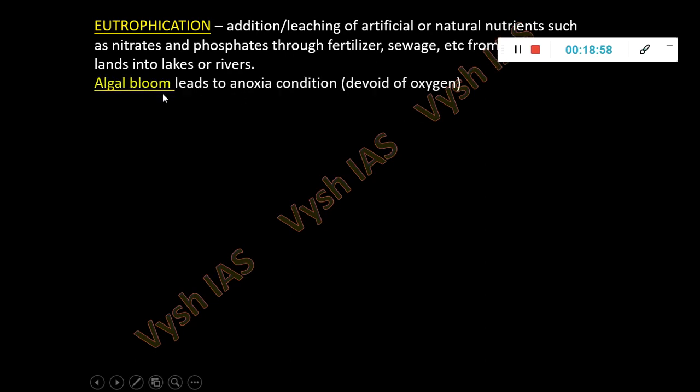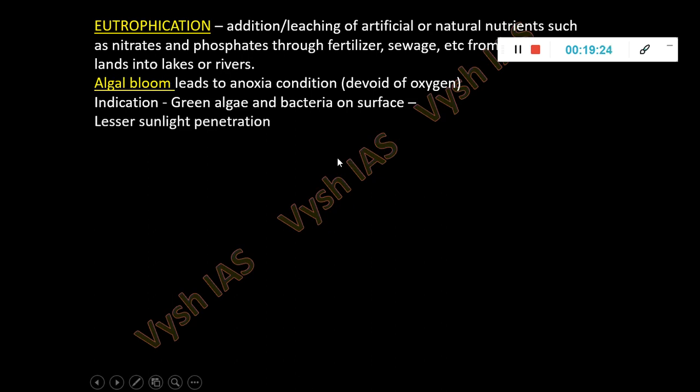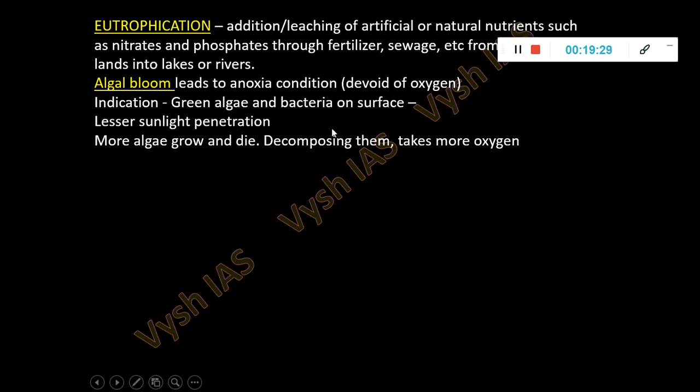Then algal bloom is there, which happens as an effect of eutrophication, and it finally leads to an anoxic condition. Anoxia means devoid of oxygen. So the indication is what? The indication is green algae and bacteria on the surface. You would have seen water bodies with green algae on top. That means it has more unwanted nutrients in it, and the algae is growing with too much multiplication, colonies after colonies building up, and then the transparency will go, the sunlight in the lake will reduce, and it will be overall harmful. Okay, with lesser sunlight penetration, more algae grow and die, and when they die, decomposition is done by the bacteria. That time it will consume more oxygen, so oxygen keeps on reducing. Okay, it will become warm also.